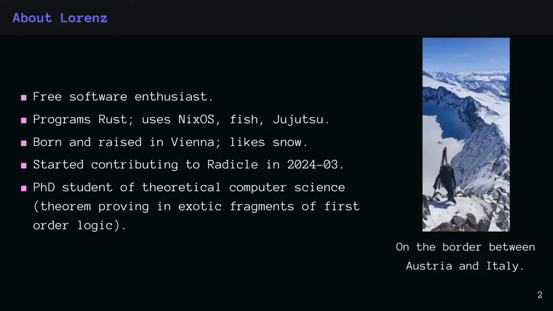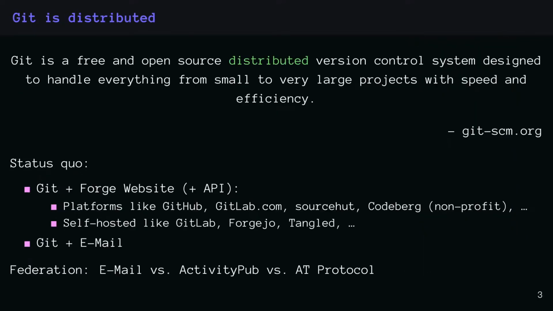I started contributing to Radicle a bit more than a year ago. In my free time, I like to go skiing, sometimes so high up that I have to carry my skis. And my day job is a PhD student in theoretical computer science. This is not the reason why I'm here, but just as another background for you, I usually do theorem proving for exotic fragments of first-order logic, but I'm also very passionate about free software.